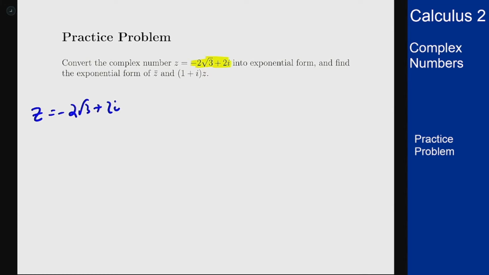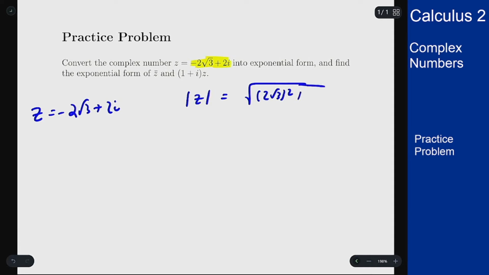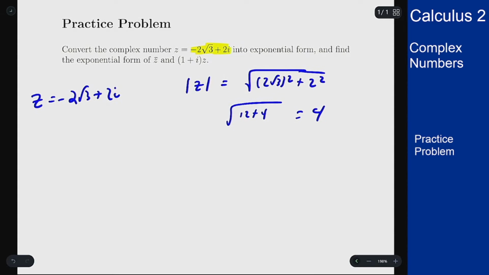So this we can see that the modulus, or the absolute value, or the length, is going to be the square root of x squared plus y squared. This is the square root of 2 square root of 3 squared plus 2 squared. 2 square root of 3 squared is 12. This is the square root of 12 plus 4, or 16. So this is 4.